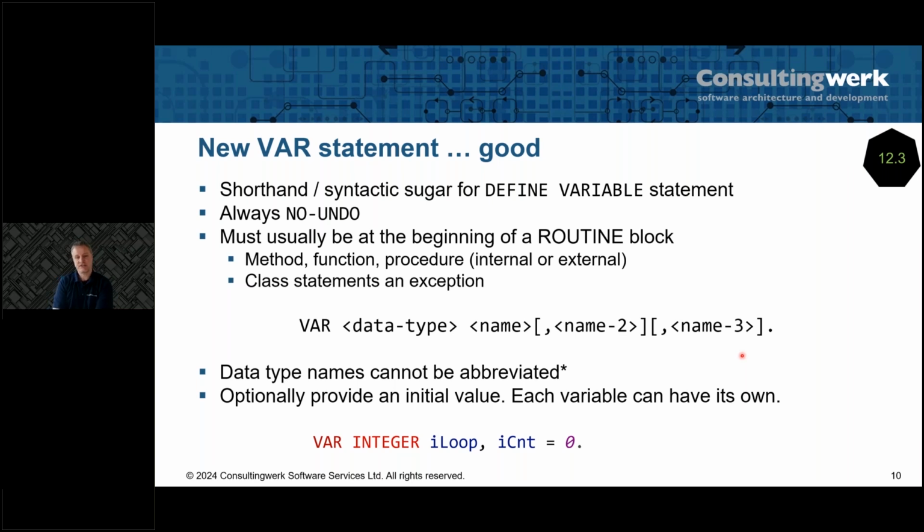In procedures, internal, external, and methods and functions, these var statements must be at the beginning. They must be the first executable code in the block. That'll be right after the method or function or procedure statement, right after the block level or using statements in a .p. In class, we'll have a look at an example of that in a sec. But generally, they can be scattered throughout in the class block, not in the methods. Data type names cannot be abbreviated. You can provide an initial value, as I mentioned here.